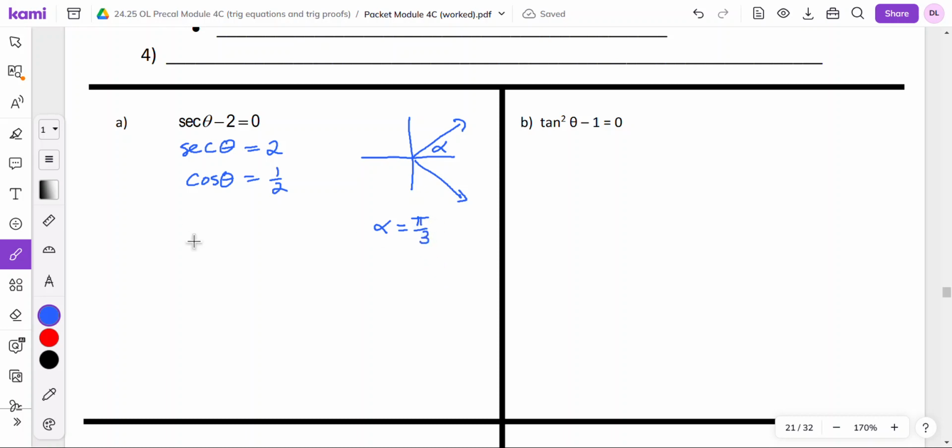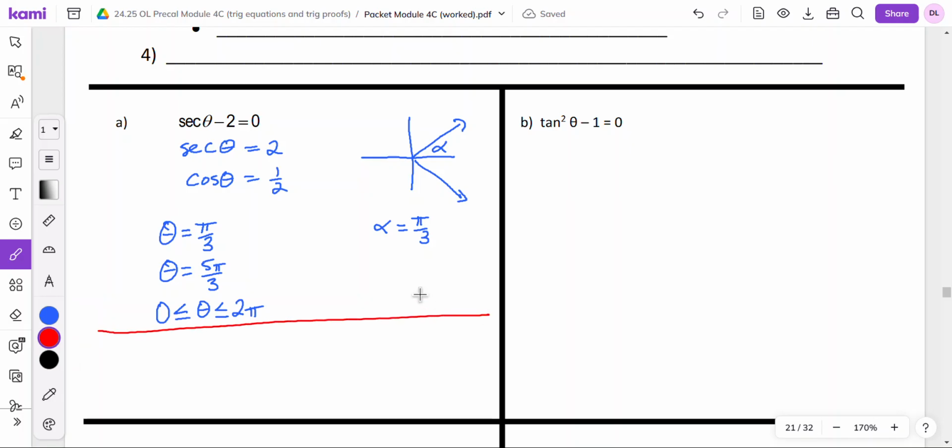So if we're solving for this in radians, we're going to have that theta is going to be equal to pi over 3, but also theta could be 5 pi over 3. And these will be our solutions, given that our theta is going to be between 0 and 2 pi.